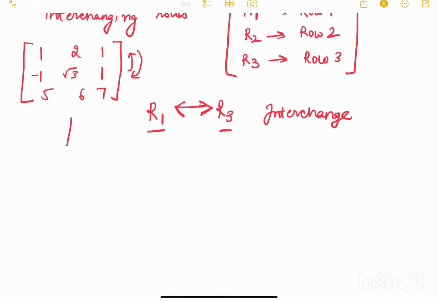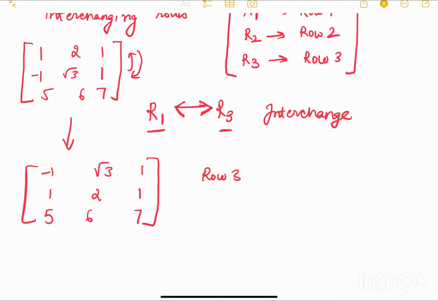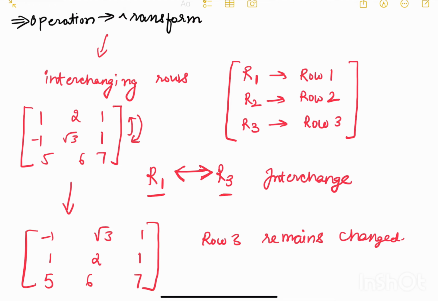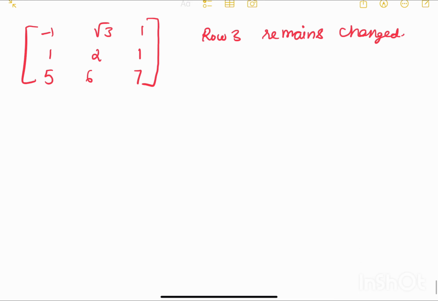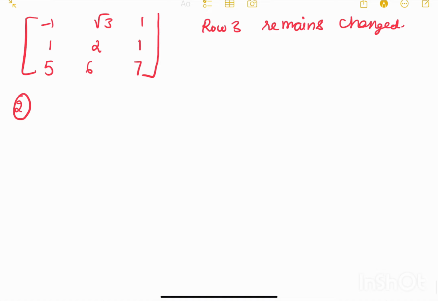Now what this operation will do is that it will move my second row to the first place and my first row is moved to the second place, while my third row remains unchanged because we haven't applied any operation over it. So this is how we do the first operation, which is interchanging rows. I hope you have understood it. Now the second one is that we multiply our matrix with any scalar value.